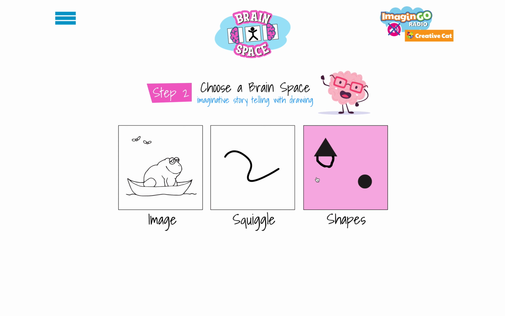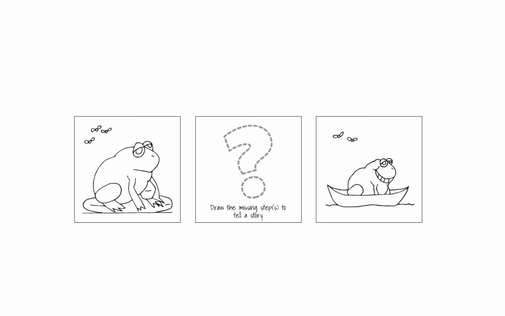There are three types of brain spaces: image, squiggle, and shapes. Image is a little bit easier to understand from the get-go, so I'll briefly go through it and then we'll do a live squiggle. It's a little more complex.